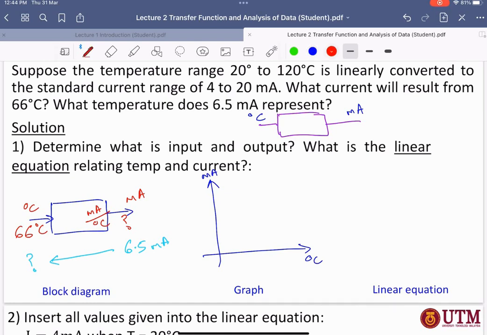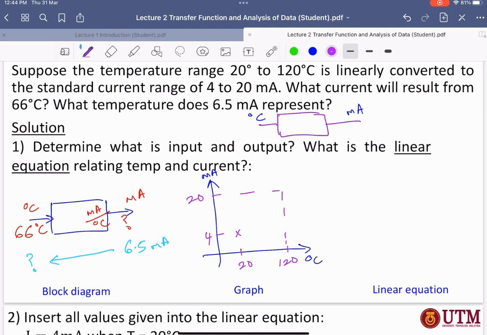Okay, let me do this first. So 20 and 120: the 20 will produce 4 milliamp, and 120 will produce 20 milliamp. Then you get one straight line because it's linearly converted, right? That means the equation will look like this, y equals mx plus c.